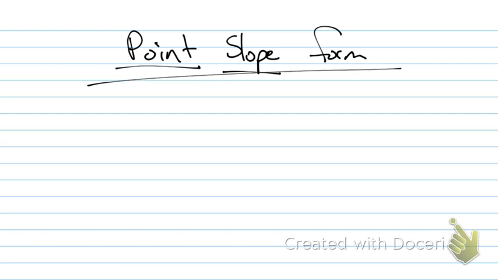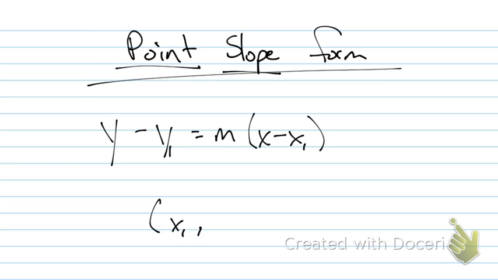You don't need to write it down because it's on your note page, but it's y minus y1 equals m times x minus x1. Just as a review, x1, y1 is any point on the line. Any point will work, seriously. And m is still the slope. So that's why it's called point-slope form. You have a point and you have a slope. If you know any point on the line and the slope, it works.